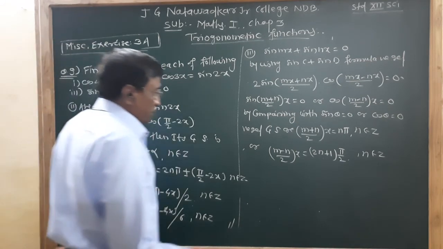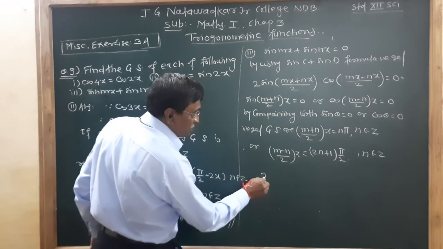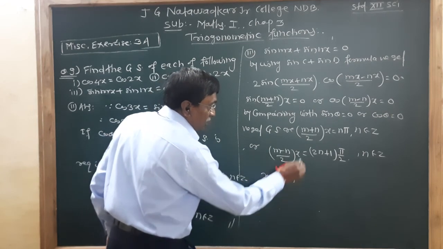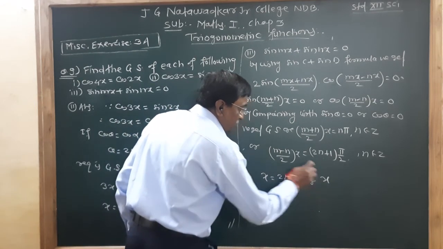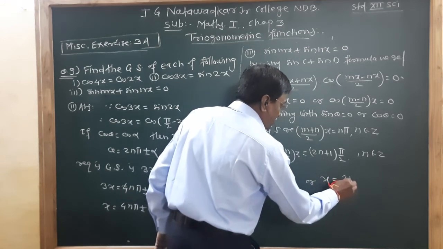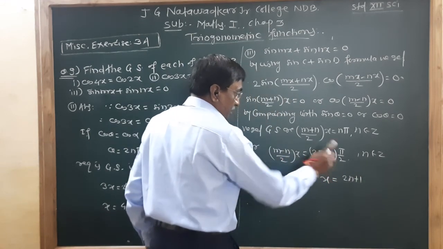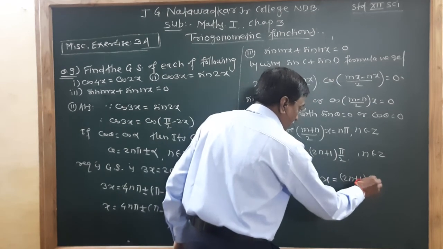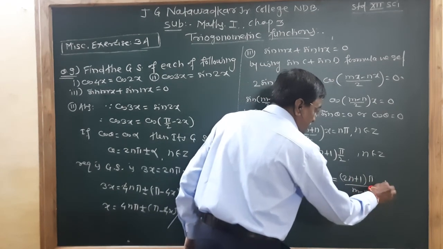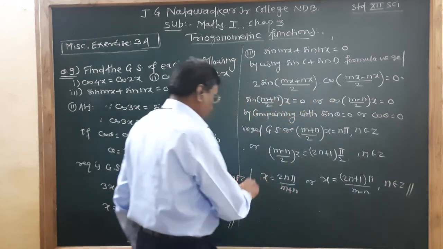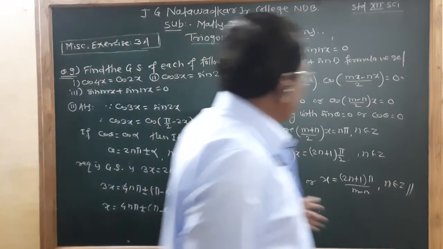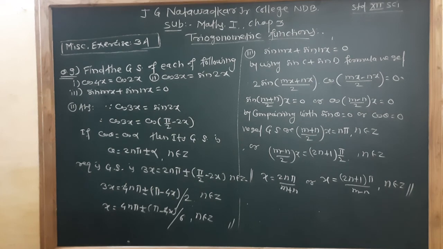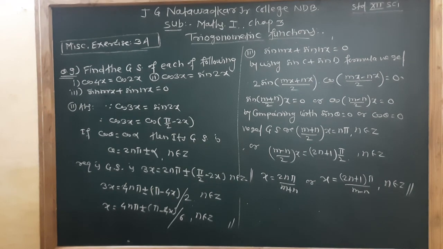Now simplify this. From the first relation, x is equal to twice n pi divided by (m plus n), or from the second relation x is equal to (2n plus 1) into pi upon (m minus n), because the 2 gets cancelled, as n belongs to Z, and this is our required general solution. See, student, I have completed it. Question number 9 is the same exercise. The next example we will see in the next videos. Okay, thank you.